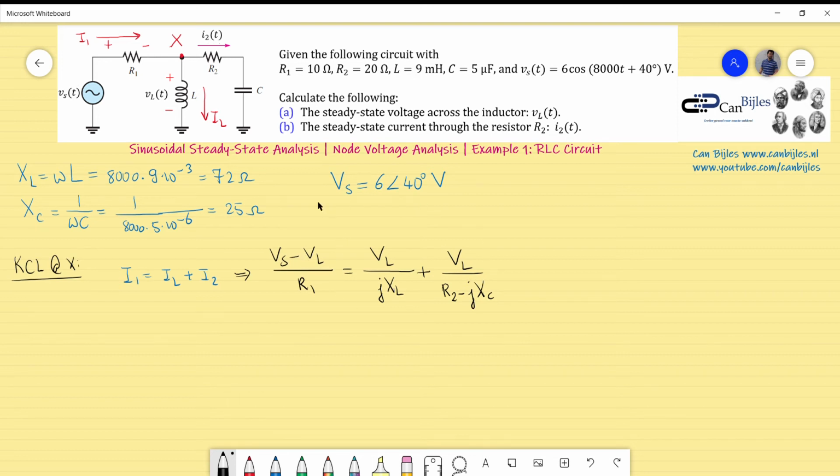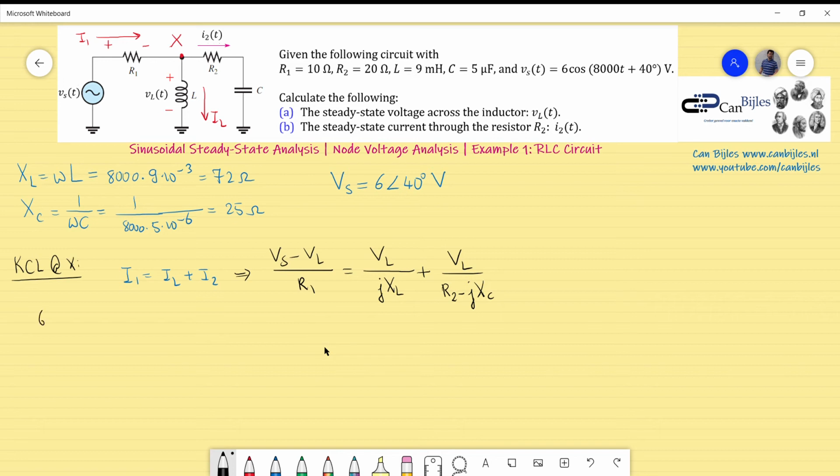So if I now solve this expression and determine the polar representation of VL, I can transform to the time domain. I will have the first required value, which is VL in time domain. So if I now move on, just substitute everything I have, which is 6. I will do that here on the left side.